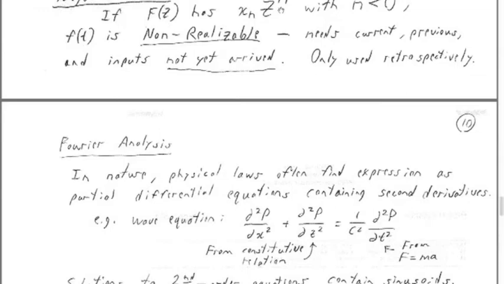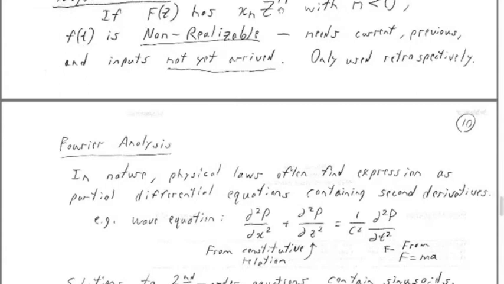But if you hear echoes, if you have a bad cell phone connection and it's having to stretch out that non-realizable filter to like half a second or a second, which does happen sometimes, then that's when you can tell your cell phone is using a non-realizable filter, and it's trying to cheat.